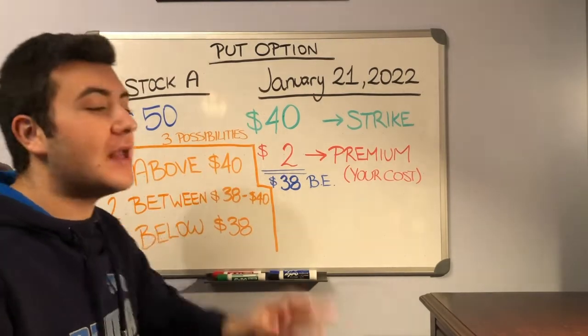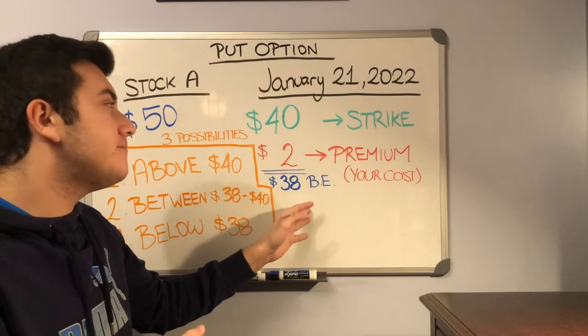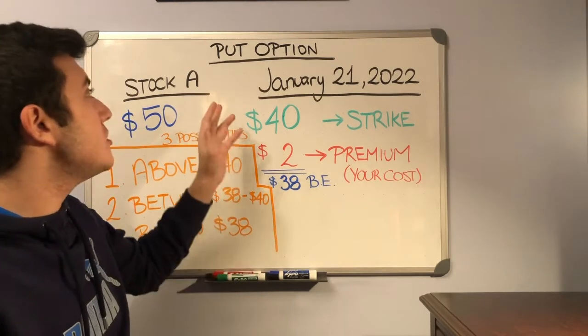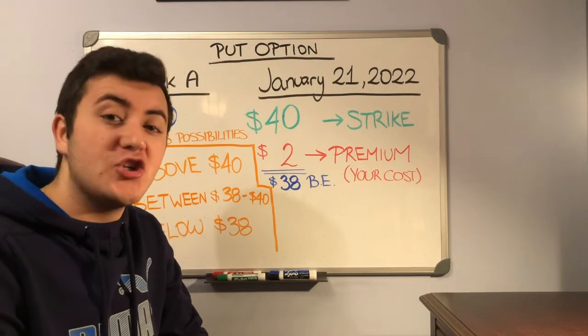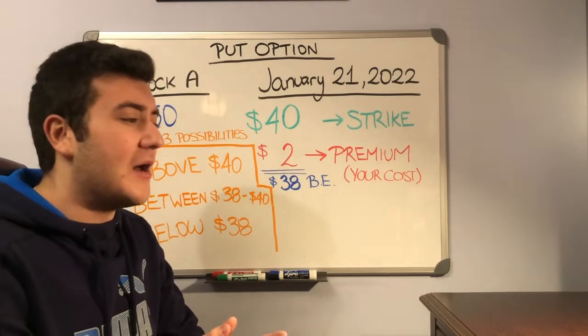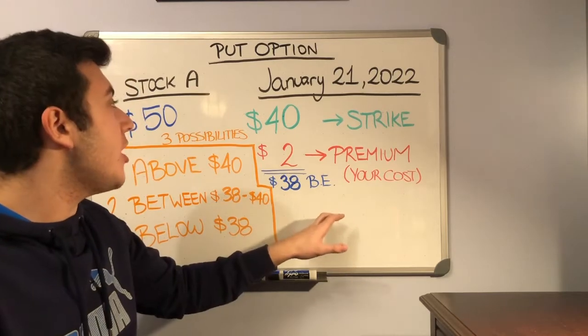Now, the put option, you're betting that it's going to go down in price. This is mostly for companies you really see having a difficult time in the future. You see their balance sheet is very, very poor. You see they are losing money. You don't think it's sustainable. This is when you use put options.